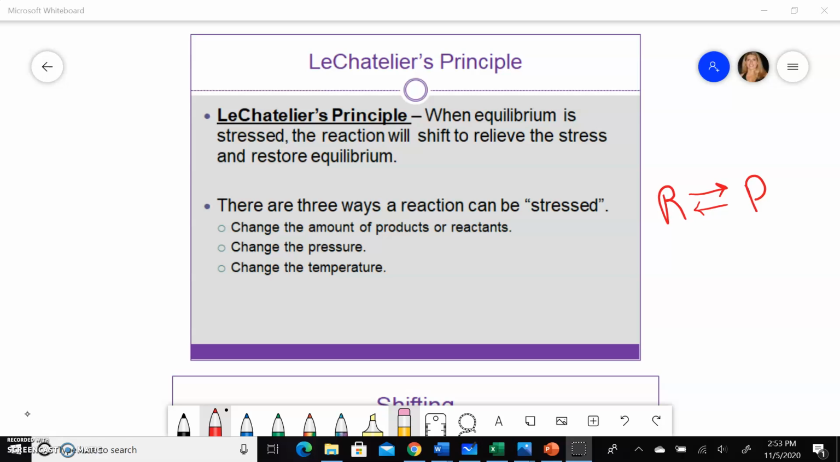Once it's reached equilibrium, remember the numbers are not changing. So you want to kind of put stress on the system to make it go faster in the direction of the products to create more products. So when I say put stress on the system, there are three things you can do. You can change how much stuff you have, so you can change the concentration or the amount of the products or reactants. You can also change the pressure, and this one really applies mostly to gases. And you can also change the temperature.